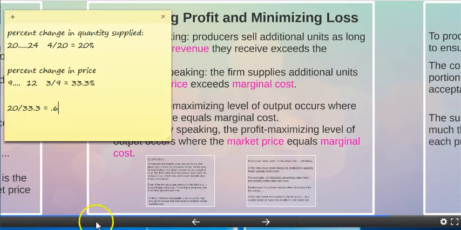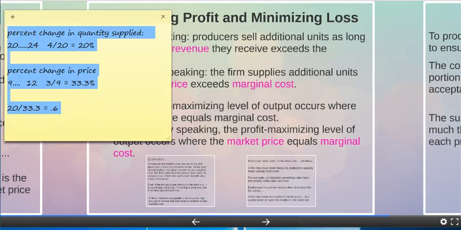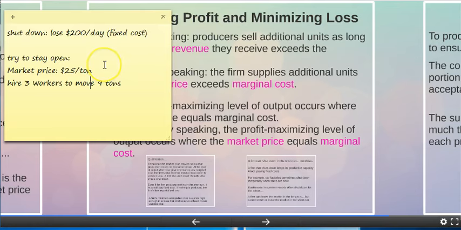Let me see if I can type that out for you. All right, so if Hercules shuts down, they lose $200 a day, which is their fixed cost. Now, what if they try to stay open? The market price for moving furniture is pretty low. Let's just assume it's $25 per ton, but the firm decides to try to produce anyway. So they hire 3 workers for $100 each. Let's make sure we know how much that's going to cost them.